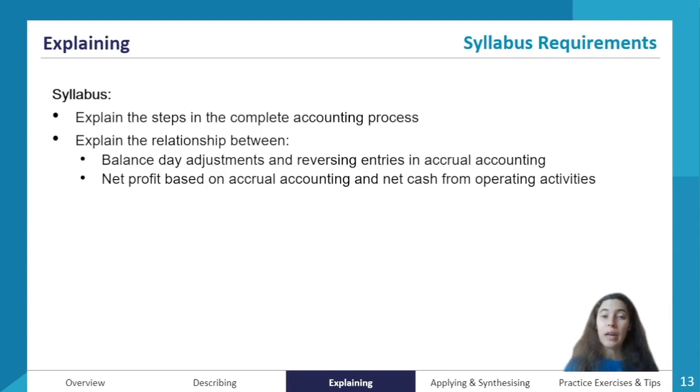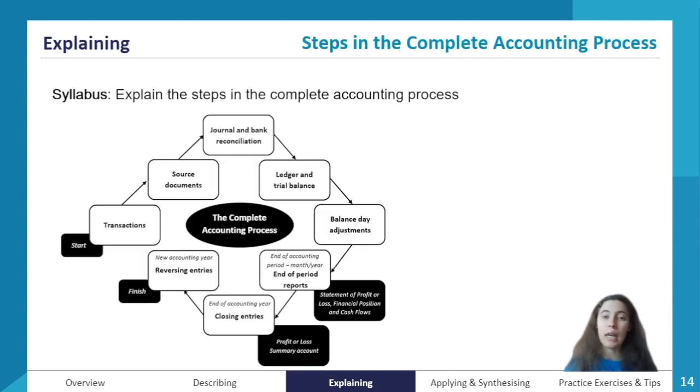We'll have a look at what that is, and then we'll have a look at an example explanation, and then the relationship between a few different things. So as I mentioned, balance day adjustments and reversing entries we'll have a look at, then also net profit based on accrual accounting, and net cash from operating activities.